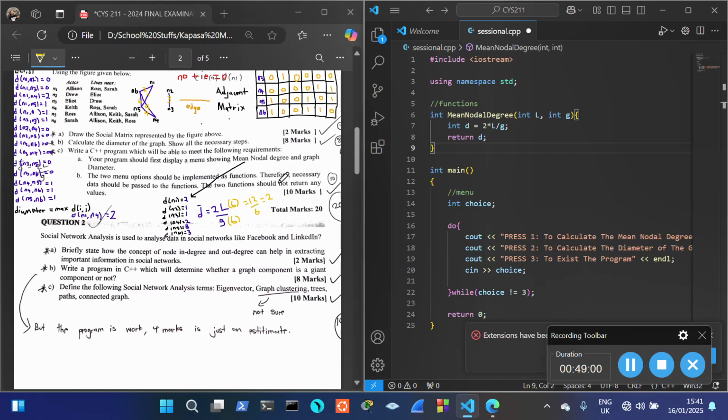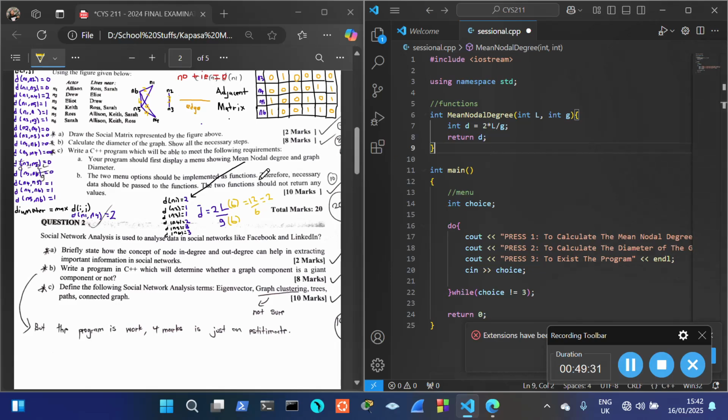Then the question says, therefore, necessary data should be passed to the function. The two functions should not return any values. So if you say these two functions should not return any values, it means these particular functions, you want them to be a void. So a void, you don't expect any values.